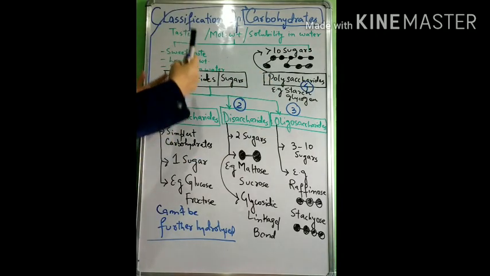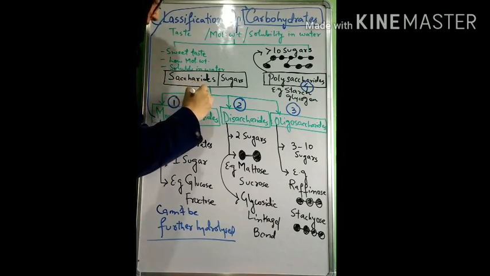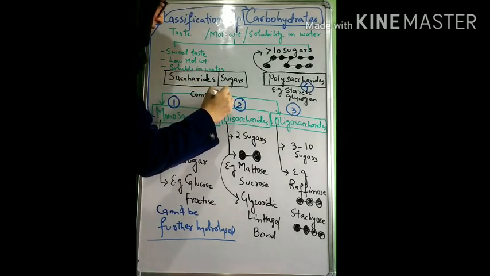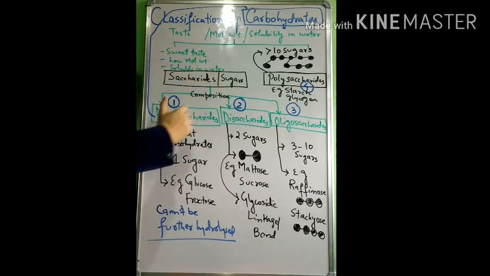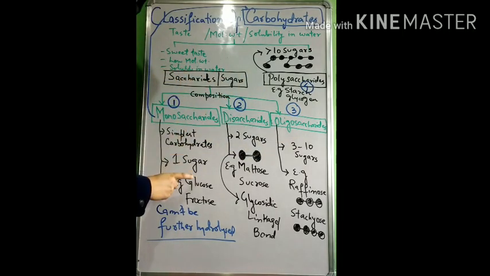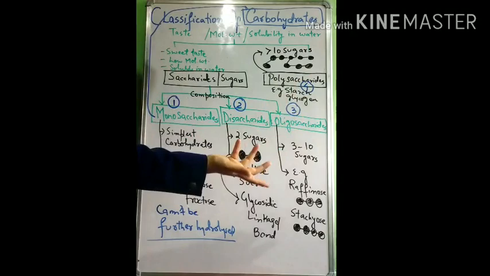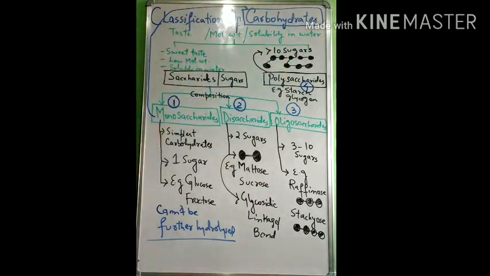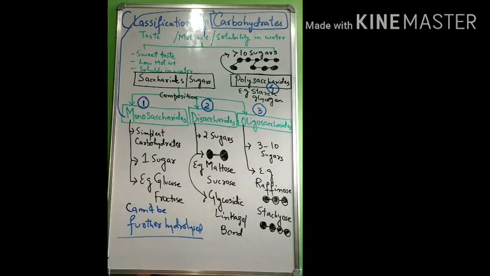Now saccharides, we further classified them based upon the composition. You can remember, we have devised this on the basis of what? On the basis of composition. We have divided saccharides into monosaccharides, disaccharides and oligosaccharides. Monosaccharides, just 1 sugar. Disaccharides, 2 sugars. Oligosaccharides, 3 to 10 sugars. Polysaccharides, more than 10 sugars. And which is the bond? That is glycosidic linkage.